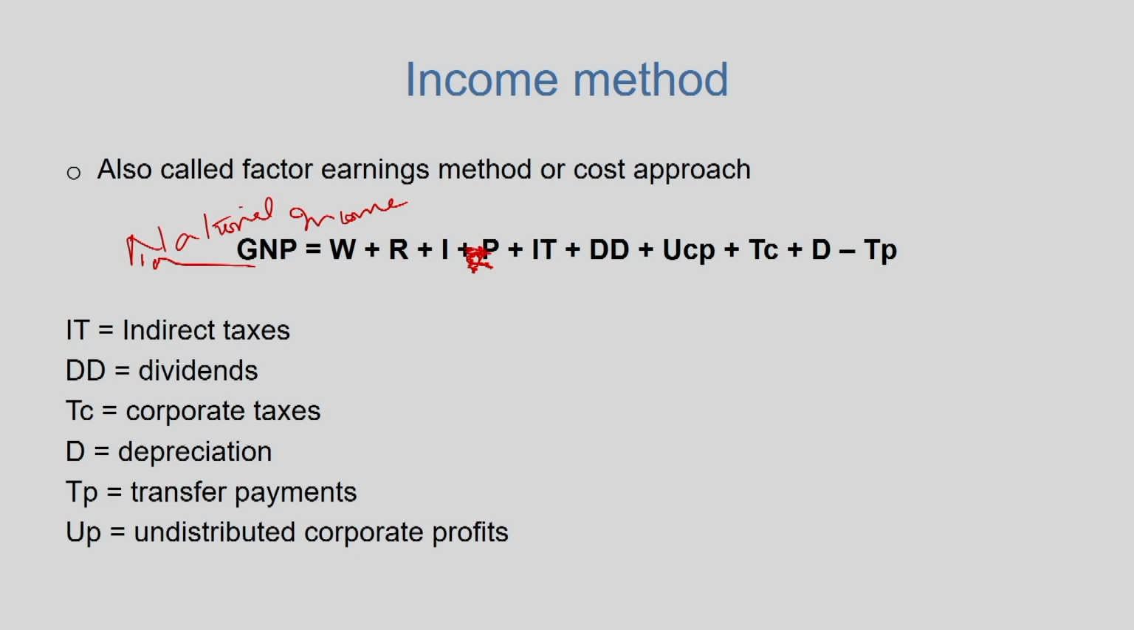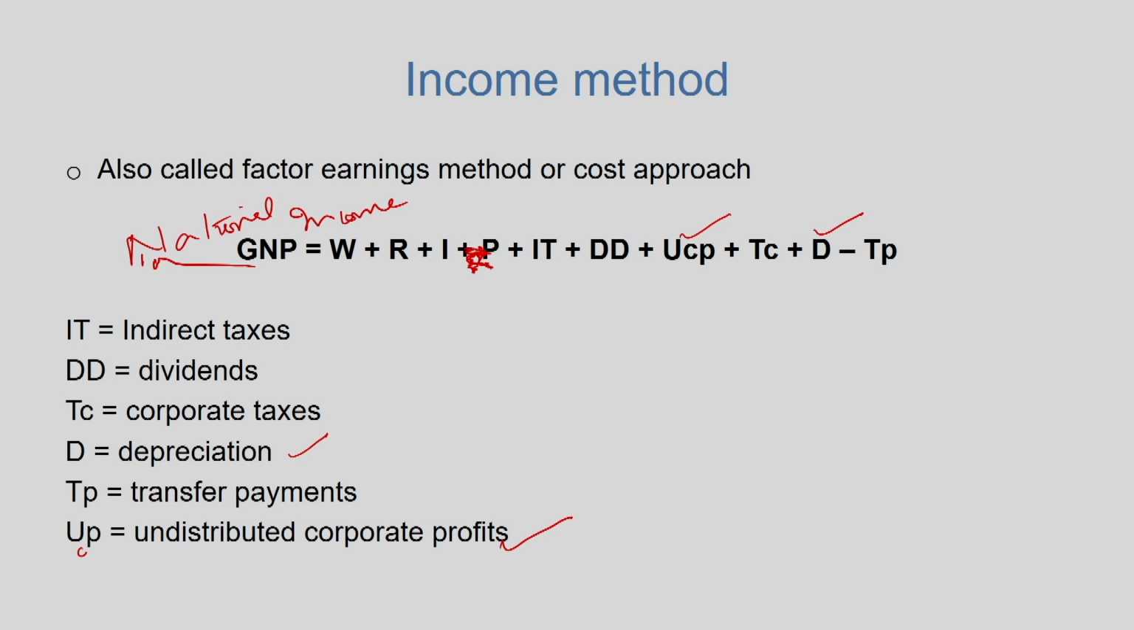I will presently get to giving you a short definition of all of these components when we are deriving national income through the income method. But let me mention to you here, transfer payments are deducted because they are not paid for any productive activity. Indirect taxes are part of the prices of commodities and therefore they are included. Depreciation and undistributed corporate profits are not received by factors as income and therefore they are also added.